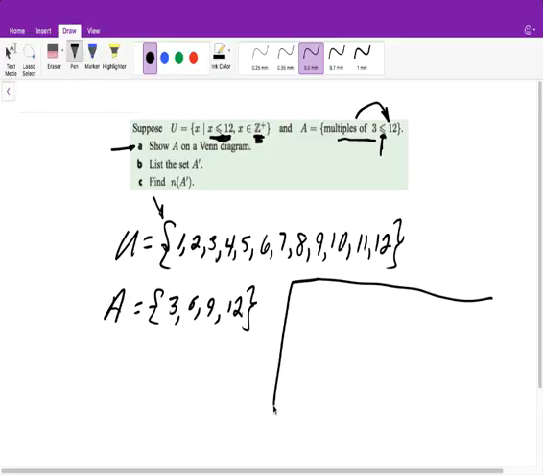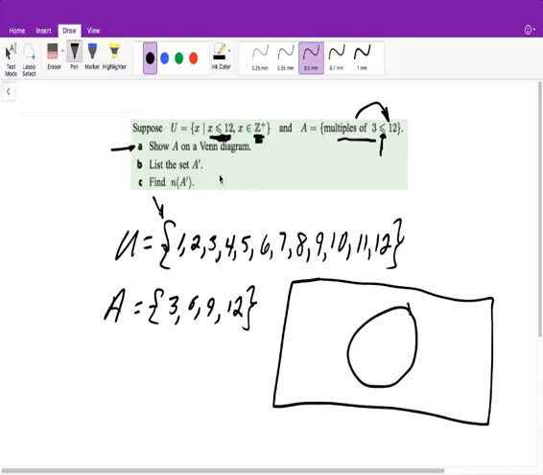So you need to write them out first in order for you to then fill in your universe or fill in your Venn diagram. So for here, this is our set A, so we'll fill in 3, 6, 9, and 12. So the rest of these numbers need to then go in our universe, which is everything outside of our set. So 1, 2, 4, 5, 7, 8, 10, and 11.